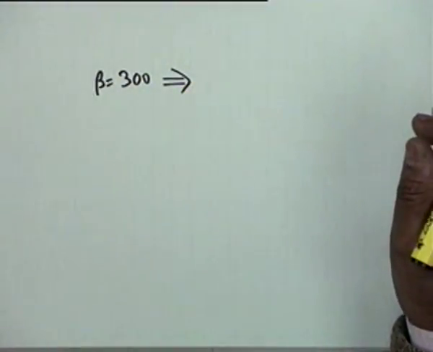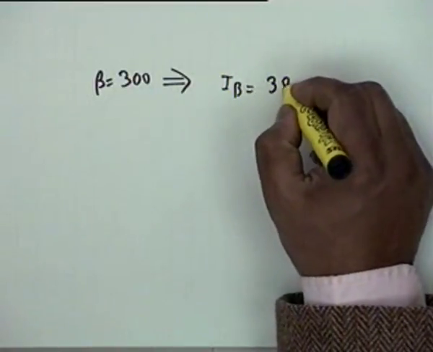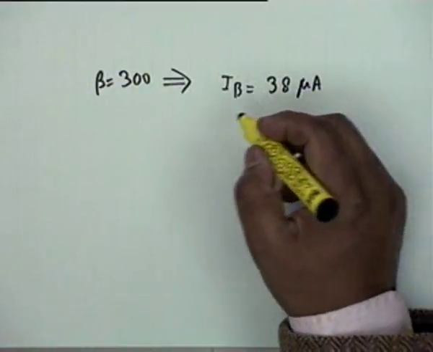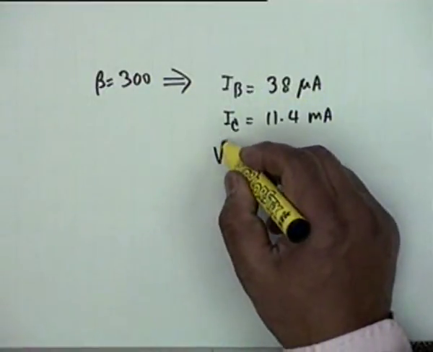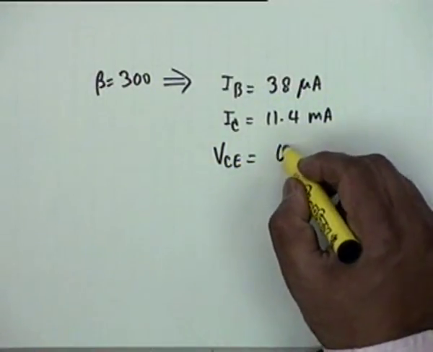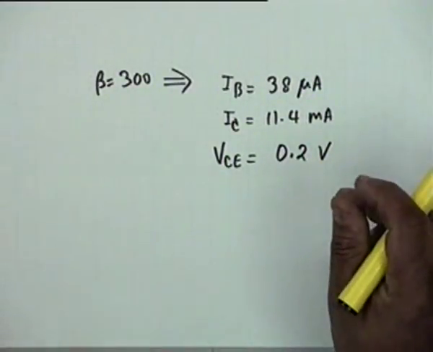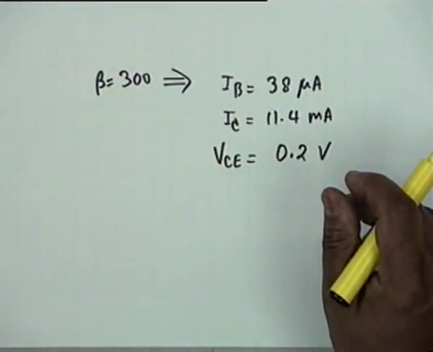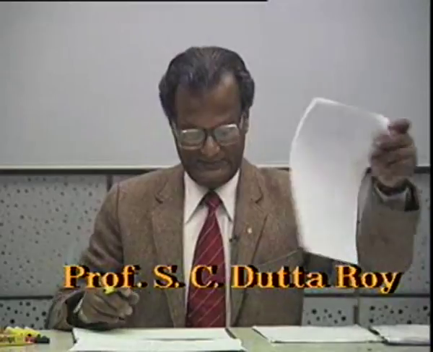If we proceed with the same formula, my calculations give I sub B as equal to 38 microampere, I sub C equal to 11.4 milliampere, and alas, VCE comes out as small as only 0.2 volt, which means that the transistor is driven into saturation region. In a BJT we don't want saturation. In a FET we always want saturation. Alright, you must remember this. Therefore, we argue that it is not stabilized against the variations in beta.